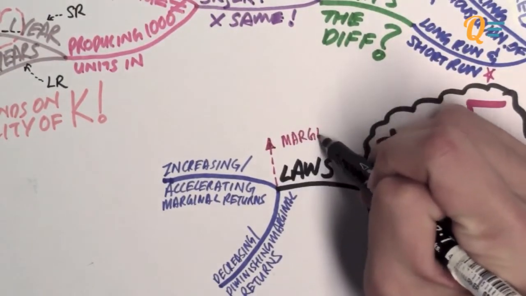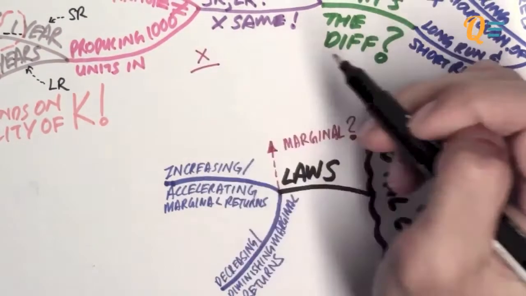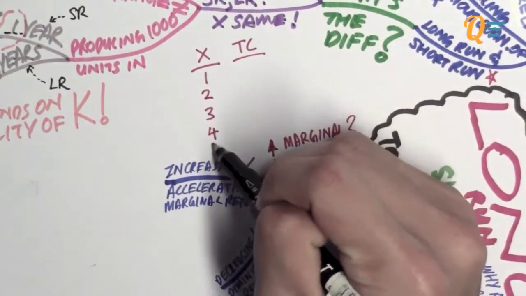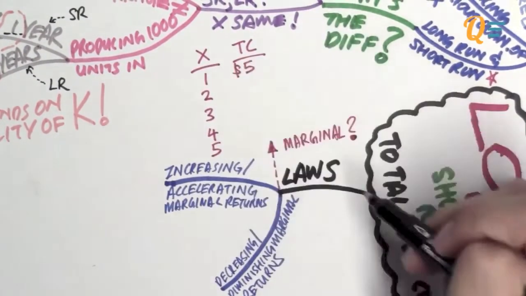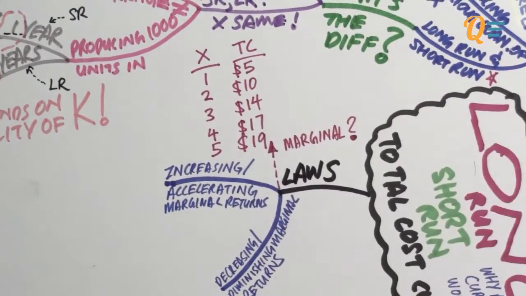I have a feeling that some of us might not be so clear on what it means by marginal. So I'm going to use a simple example to explain the concept of marginal. Let's say we've got quantities of X and the total cost. I'm producing 1, 2, 3, 4, 5 quantities of X. To produce 1X, the cost is going to be $5. To produce 2X, the cost is going to be $10. And to produce 3X is going to be $14 in all, and so on and so forth.